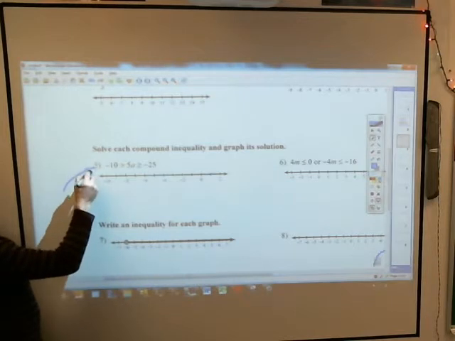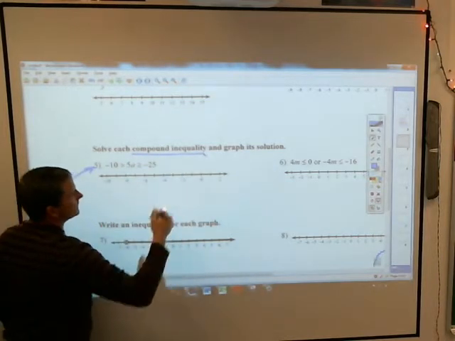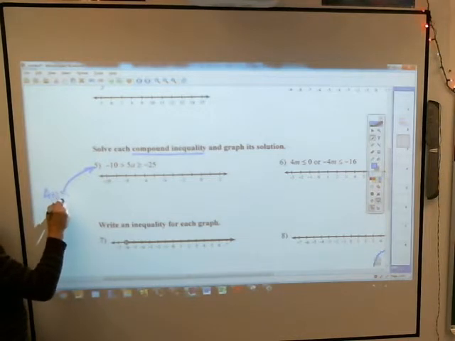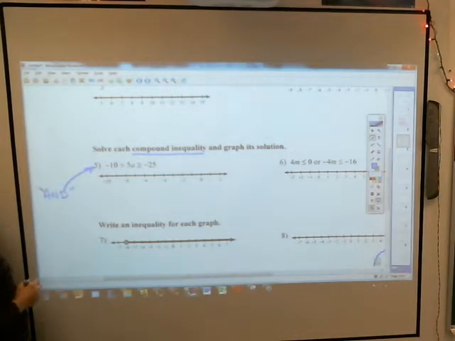What type of compound inequality is this? It is an "and" one. How do I know it's an and? Because it doesn't have the word or there. And when I have an and one, what happens with and inequalities? This is my pre-thought before you even start. I want to know what my answer should look like. And how is and different than or?